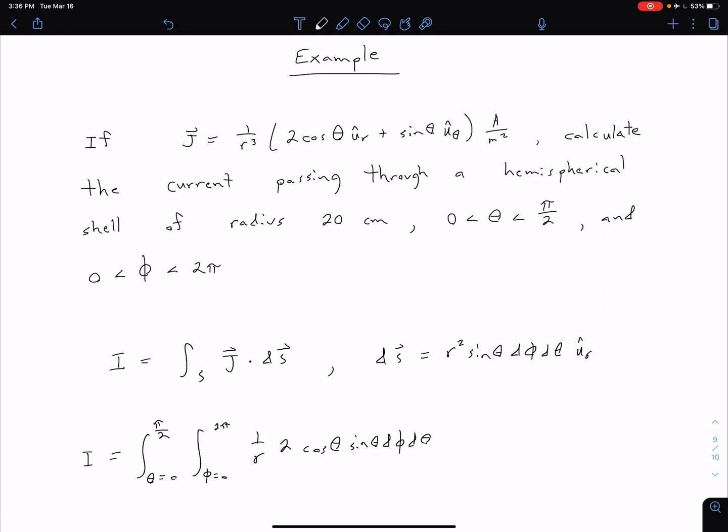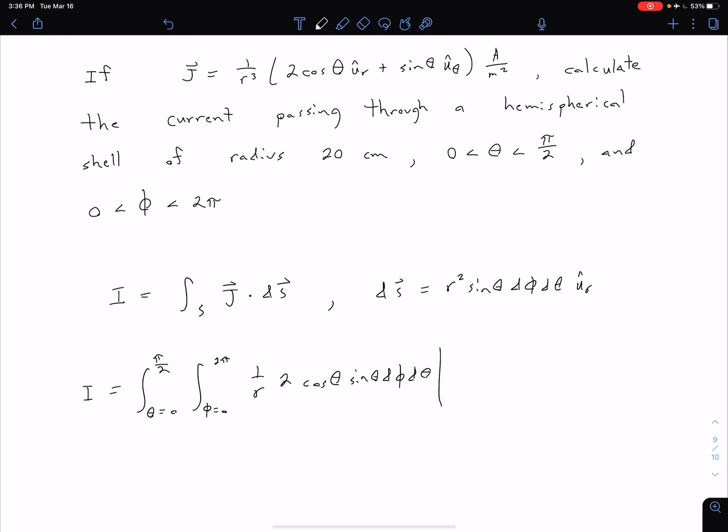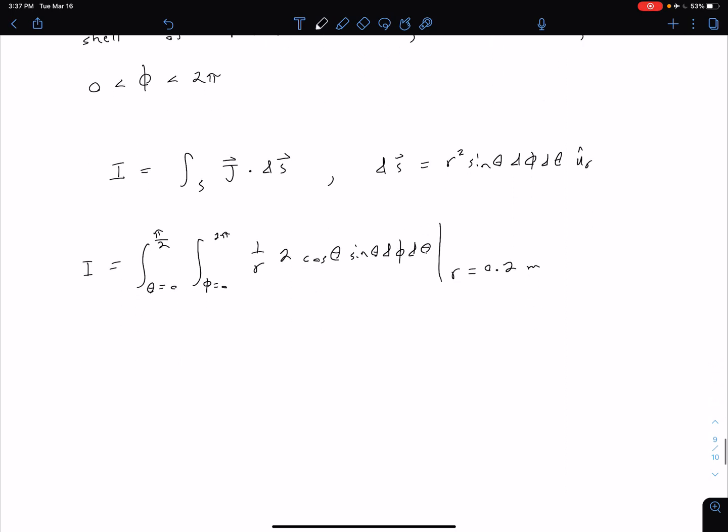Then we need to evaluate this at our given radius. Our radius is 20 centimeters, but because our current density is in amps per square meter, we want to convert that to meters, so r equals 0.2 meters. Now we can plug in that 0.2. We're not integrating with respect to r, so that's just a constant, and we can pull it out front along with our 2, so we have 2 over 0.2.